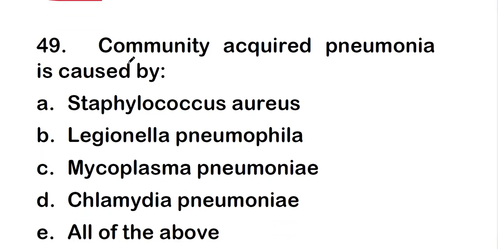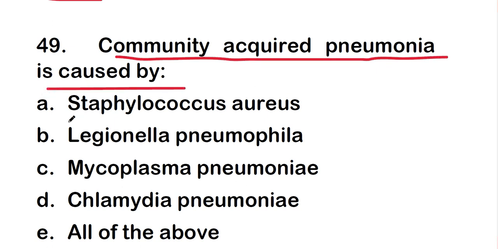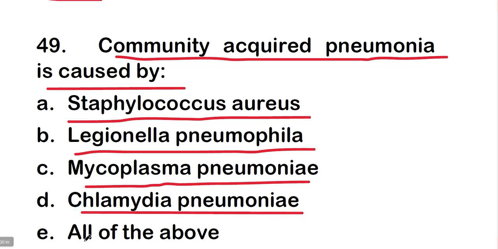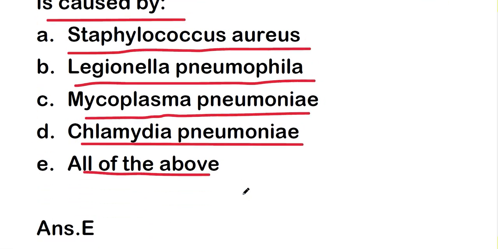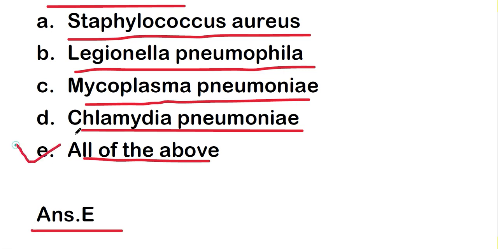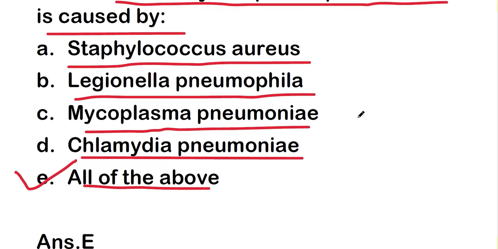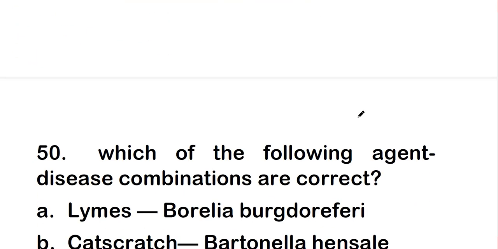Community acquired pneumonia is caused by Staphylococcus aureus, Legionella pneumophila, Mycoplasma pneumoniae, Chlamydia pneumoniae, or all of the above. The right one is option E, that is all of the above. Community acquired pneumonia is caused by all of these microorganisms. So move on to the next question.